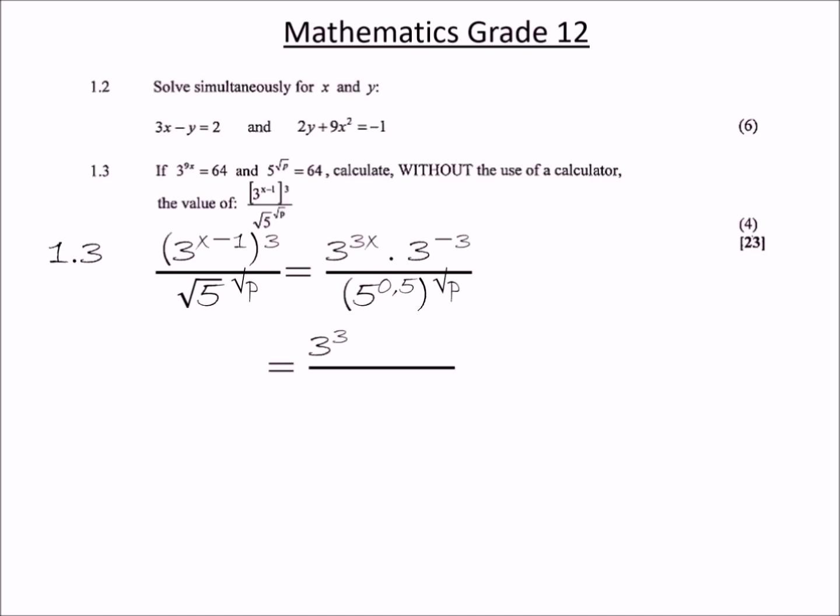In the denominator, we swap the exponent of 5, which is 1 over 2, with the square root of p, so that we can substitute it with 64. We know from earlier statements that 5 to the power square root of p is equal to 64, and also 3 to the power 3x is equal to 4. We then substitute and simplify. In the numerator, 3 to the power minus 3 is the same as 1 over 27. In the denominator, the square root of 64 becomes 8. Simplify until we get our final answer of 1 over 54.